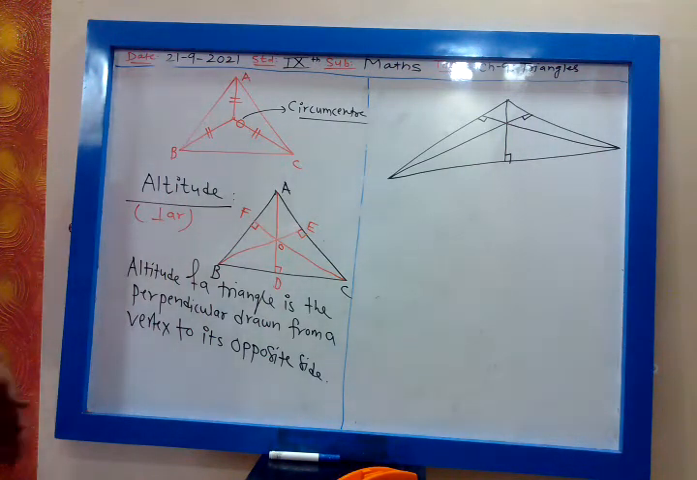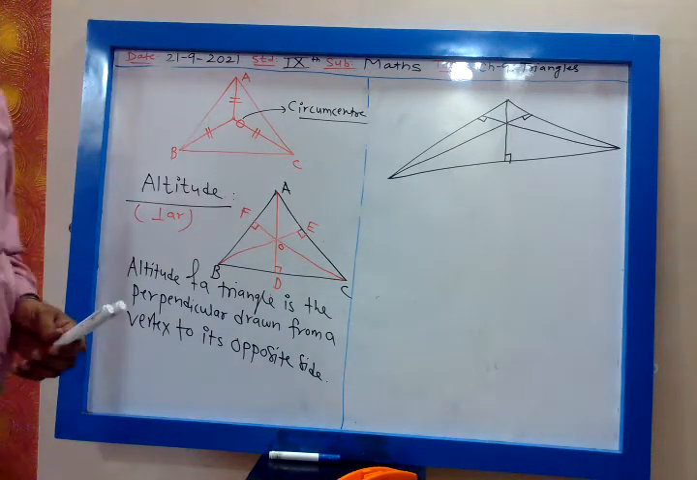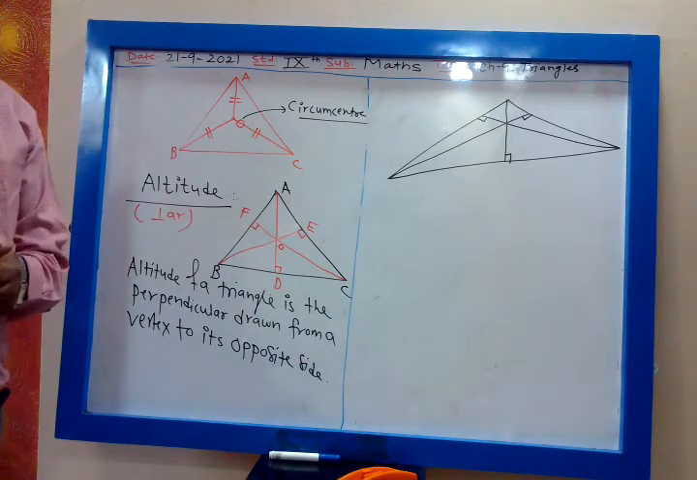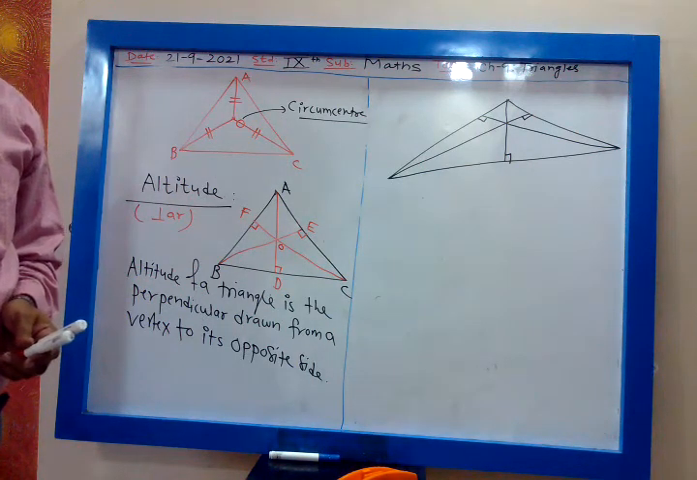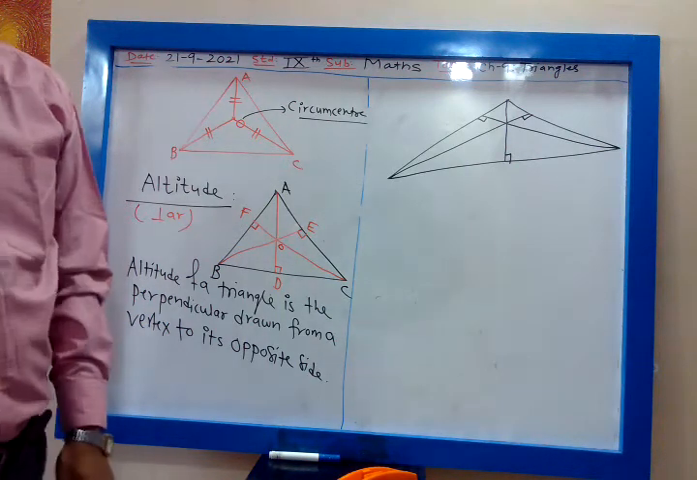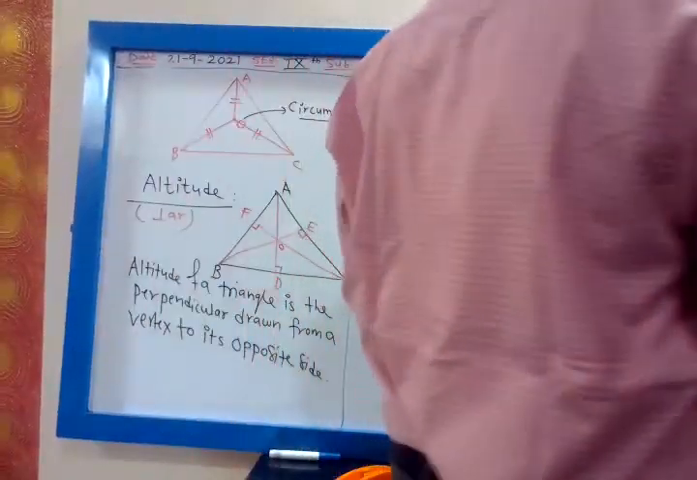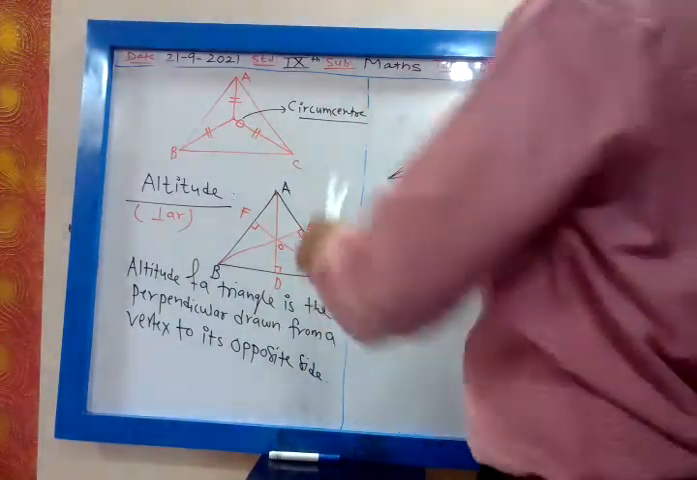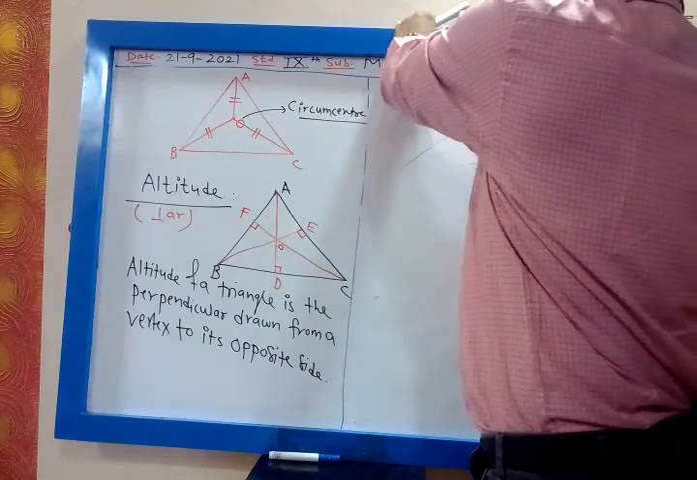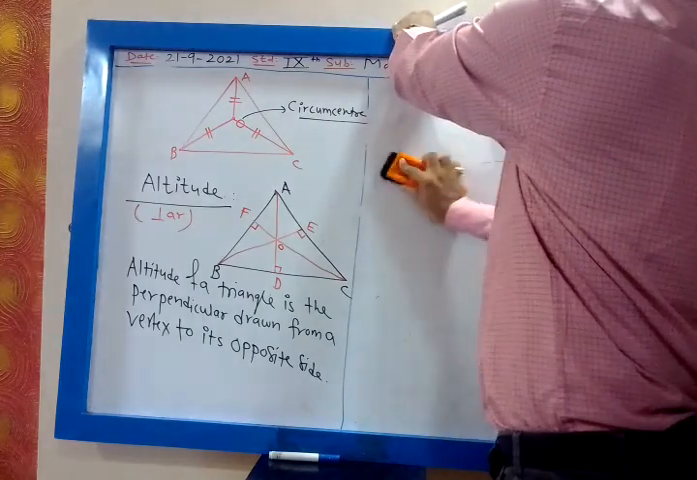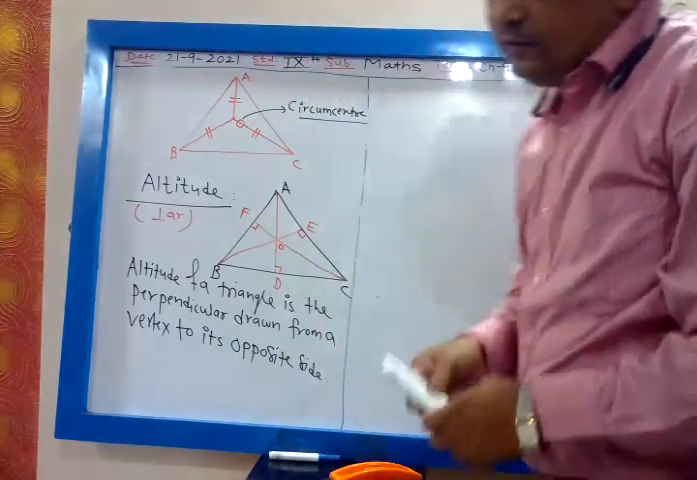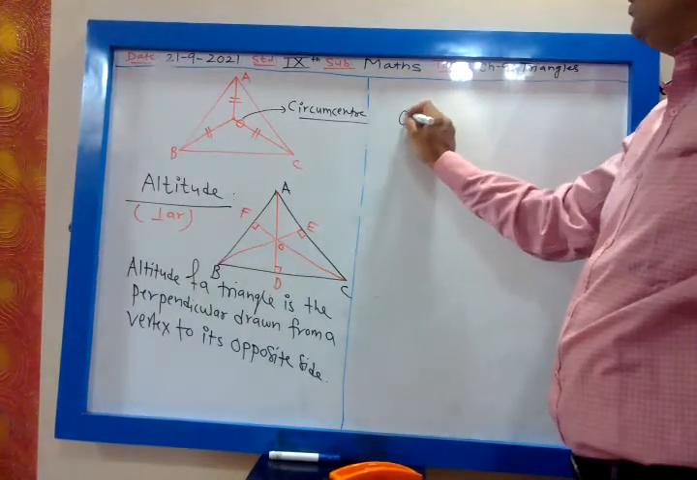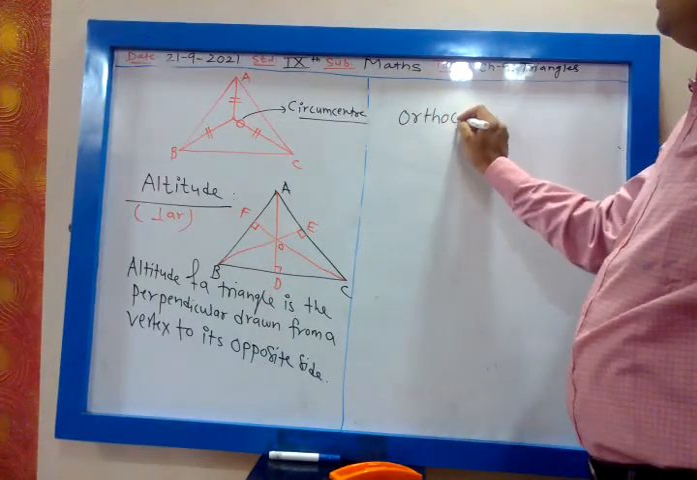Okay, chalo. Now all the three, see here. The point of intersection of all three medians is called the centroid. What is the point of intersection of all three altitudes? That will be called the orthocenter. So write down the next one. Definition. That is orthocenter.